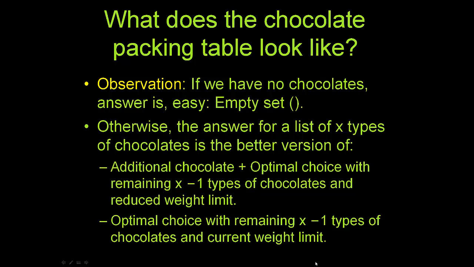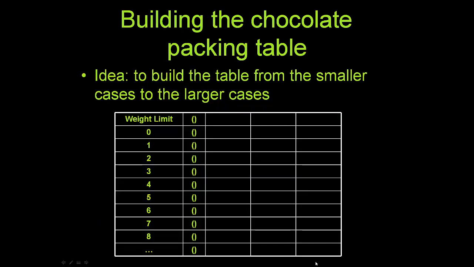So this is similar to your count change, right? So let's take a look and see how we will build the table. Okay, so we have a table. The rows are the weight limit, and the columns are the types of chocolates that we have, right? So if there's no type of chocolates, it's nothing. Okay, there's no way you can do anything.